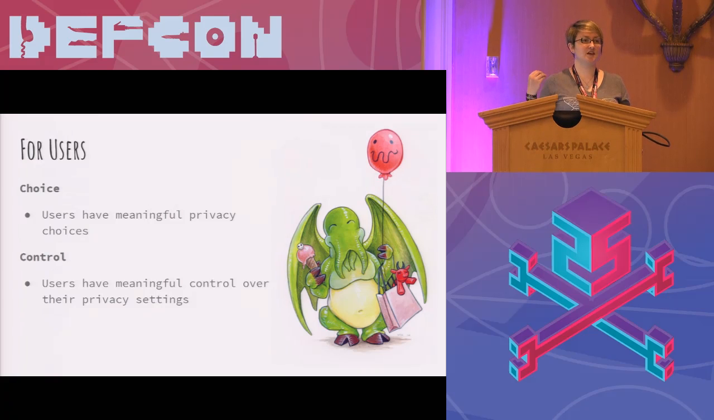Tech products, software and services are such an integral part of people's daily lives now. So think LinkedIn, Facebook, Twitter, WhatsApp, all of those. That's how people stay in touch with friends and family. That's how they find jobs. It's not really an option to not use it. So it's not a meaningful choice to say, if you don't like our privacy policies, don't use our product. So you need to make sure that users have meaningful privacy choices about what they share, when they share it, and how they share it, and to whom.